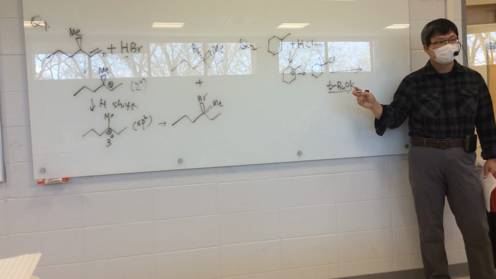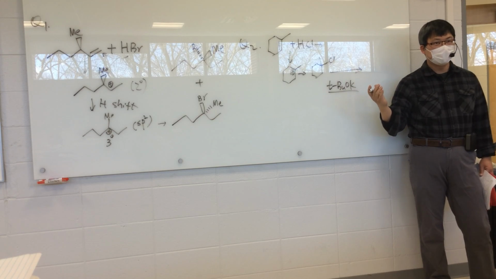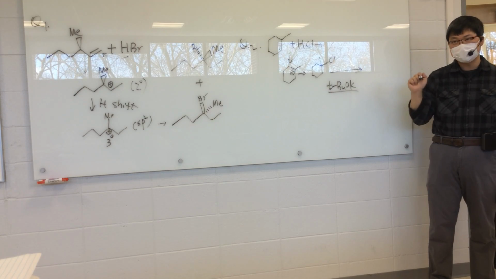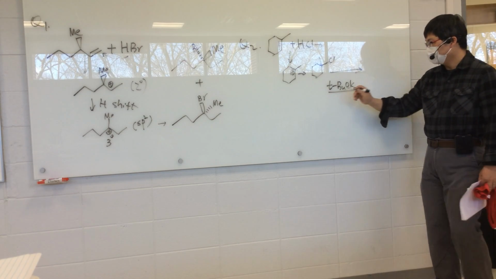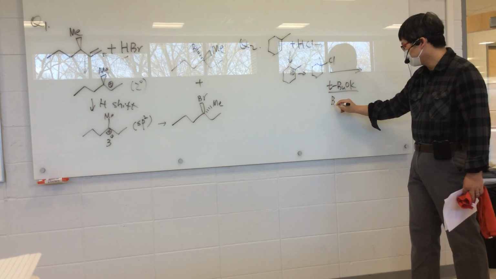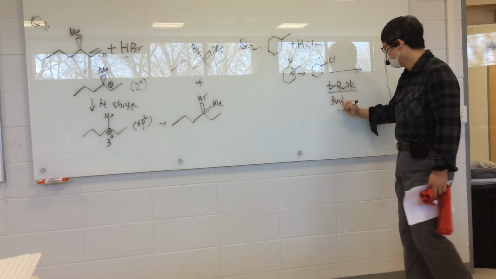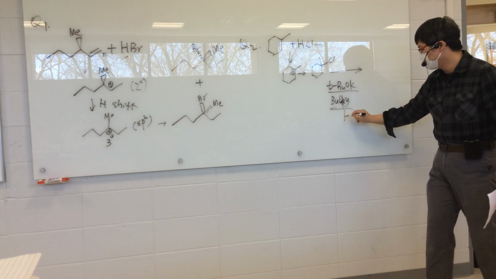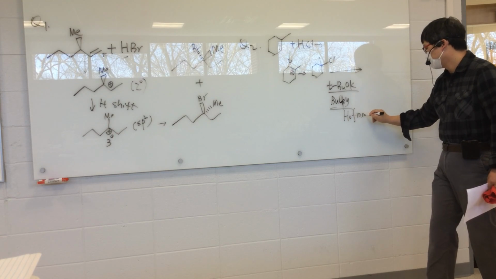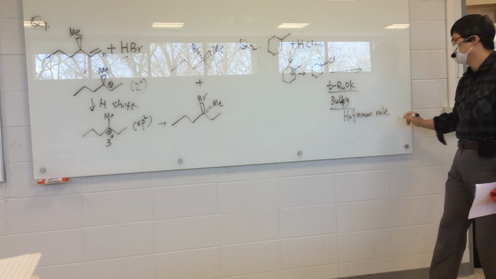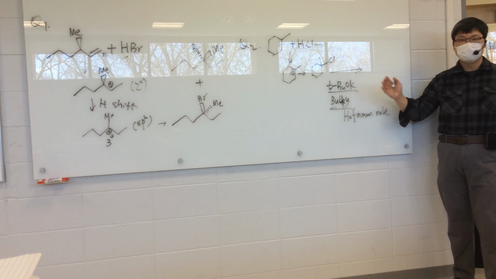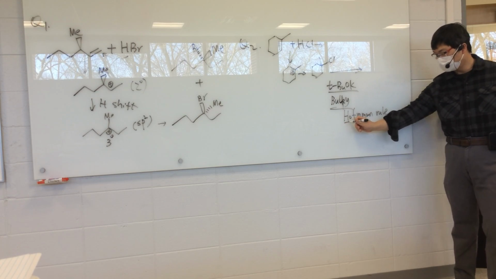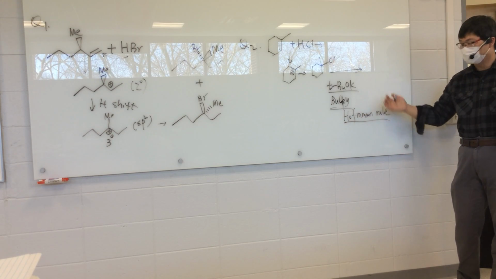When this is big, it follows what? It follows what rule? For elimination, there are 2 rules, right? And when this is bulky, it will follow the Hofmann rule. So when this is not bulky, it forms what? Zaitsev rule, right? The other one is Zaitsev rule. This follows the Hofmann rule. The other one is Zaitsev rule.